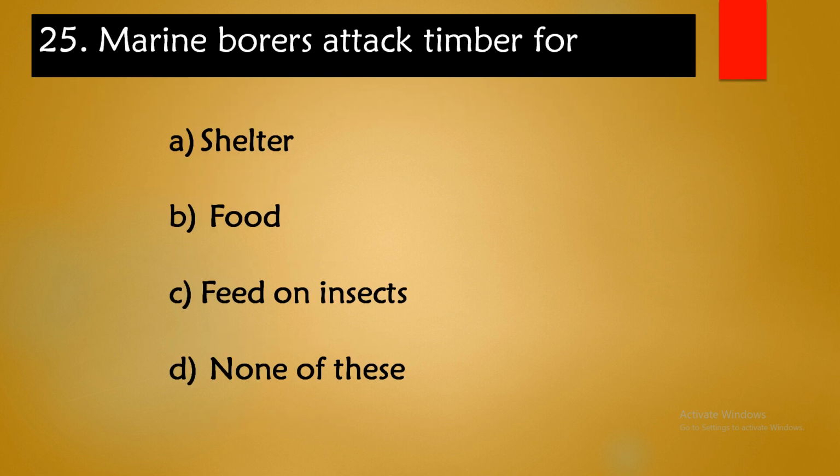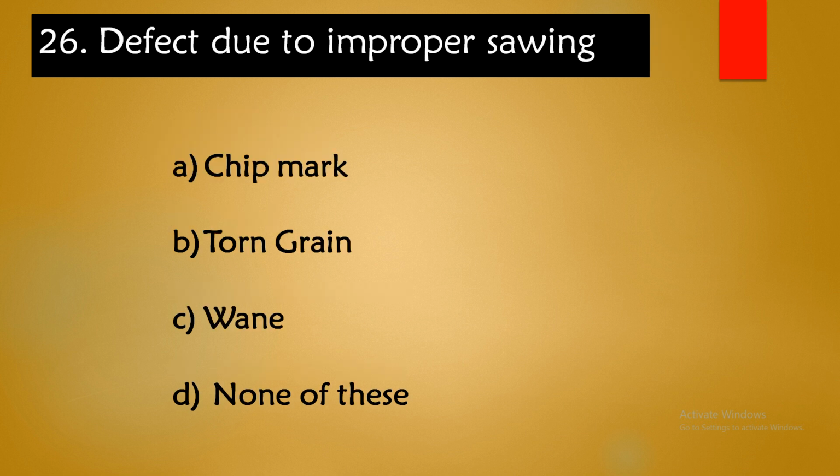Marine borers attack timber for: shelter, food, feed on insects, none of these. The answer is marine borers attack timber for shelter. The defect due to improper sawing is: chip mark, torn grain, vein, none of these. The defect due to improper sawing is called as diagonal grain.